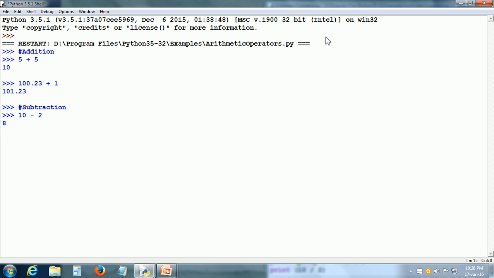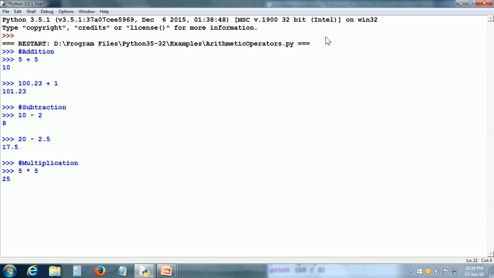101.23. Next is subtraction. First, integer subtraction. So 10 minus 2 is 8. We can also have float subtraction. For example, 20 minus 2.5 is 17.5. The float subtraction results in a float result.